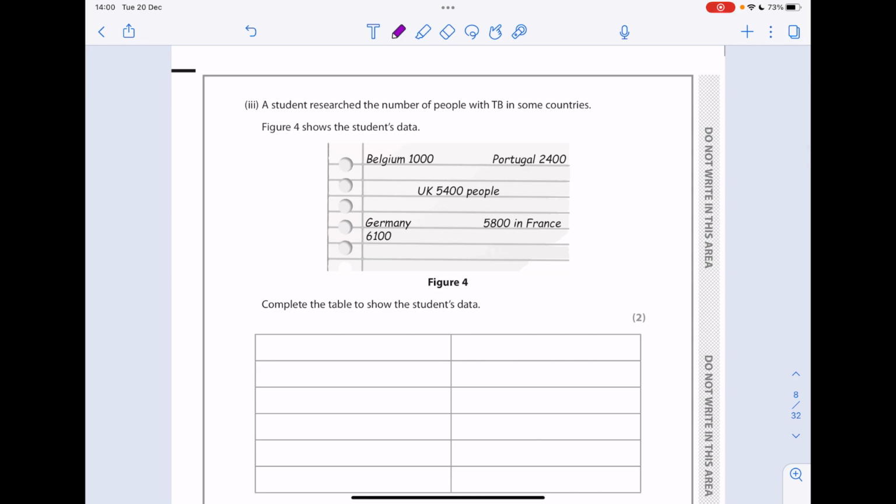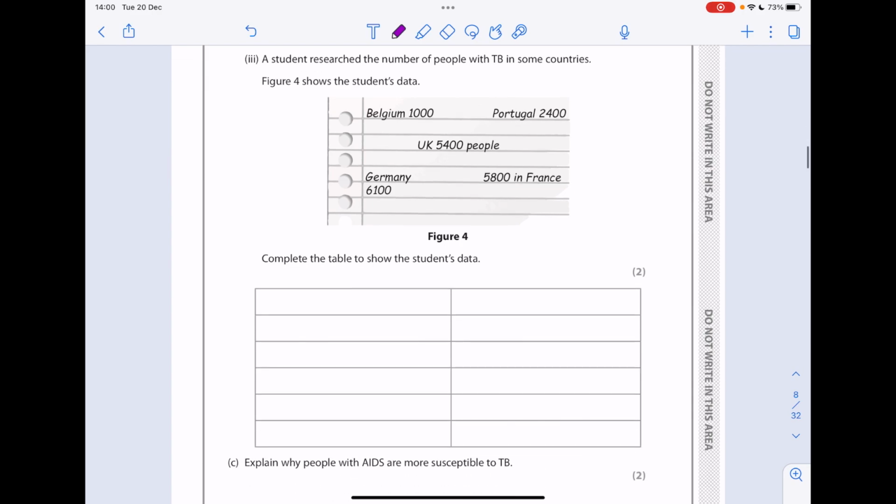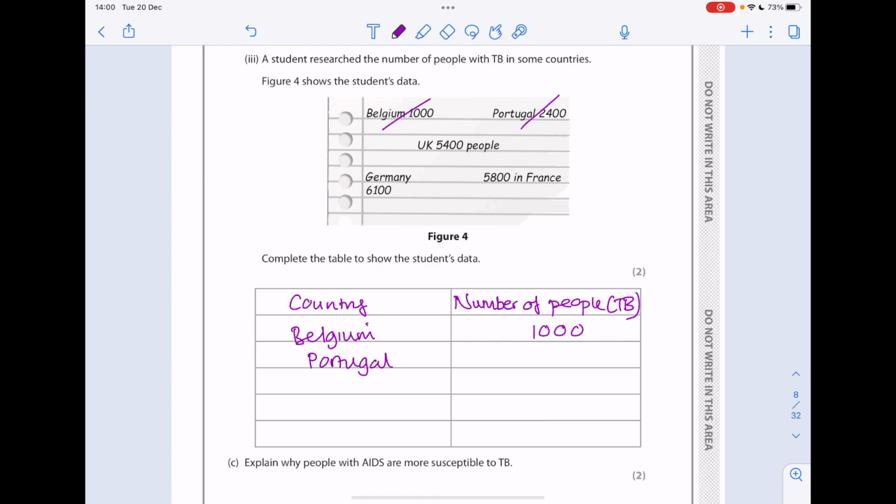A student researched the number of people with TB in some countries. Figure 4 shows the student's data. Complete the table to show the student's data. So what are our column headings going to be? Looks sensible to say country. And the number of people with TB. So we've got Belgium. Doesn't matter what order we do this. Portugal. I'm crossing them out to make sure I don't forget anything.